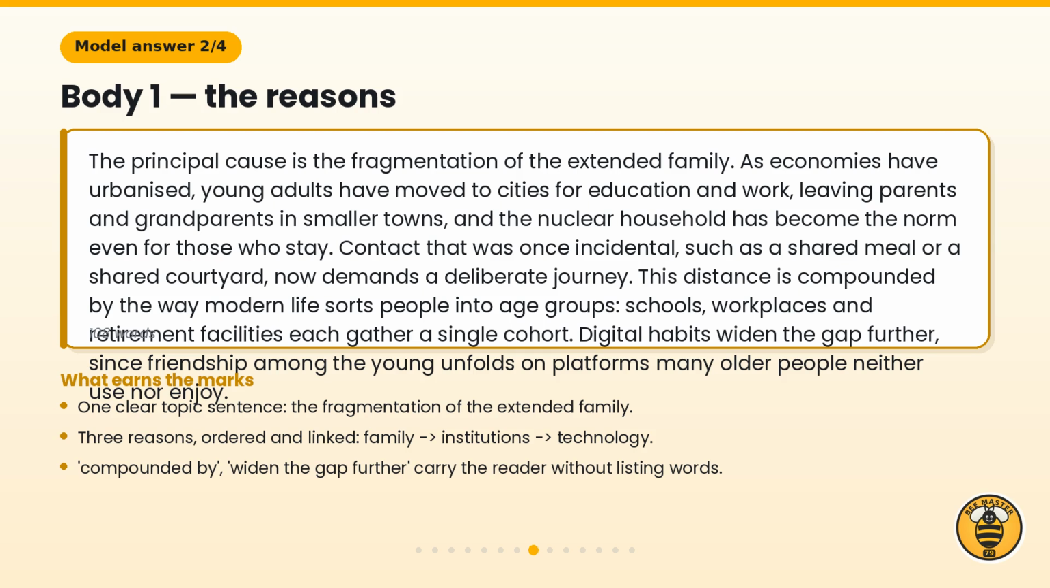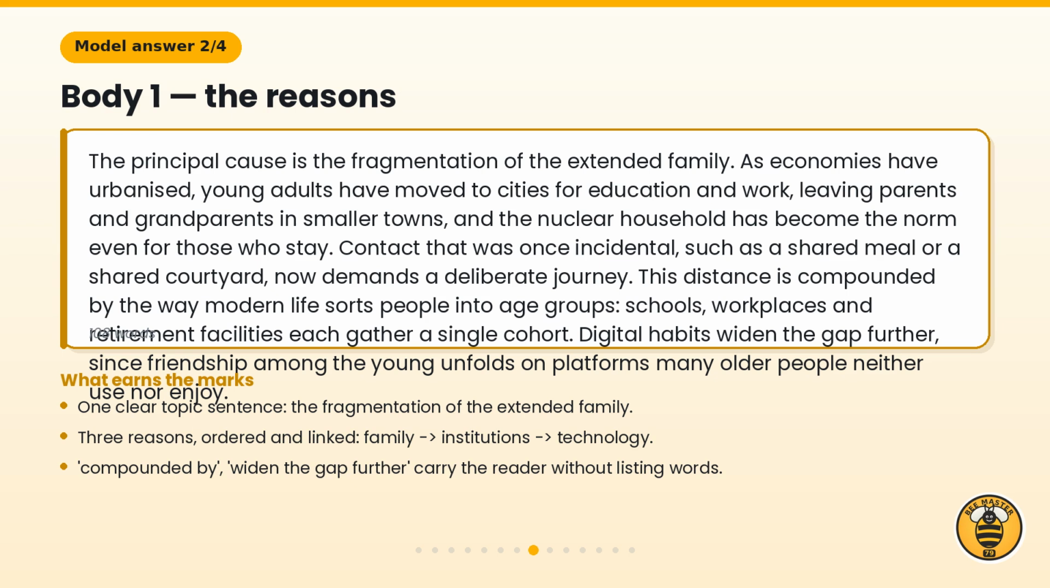Body 1. The reasons. The principal cause is the fragmentation of the extended family. As economies have urbanized, young adults have moved to cities for education and work, leaving parents and grandparents in smaller towns, and the nuclear household has become the norm even for those who stay. Contact that was once incidental, such as a shared meal or a shared courtyard, now demands a deliberate journey.